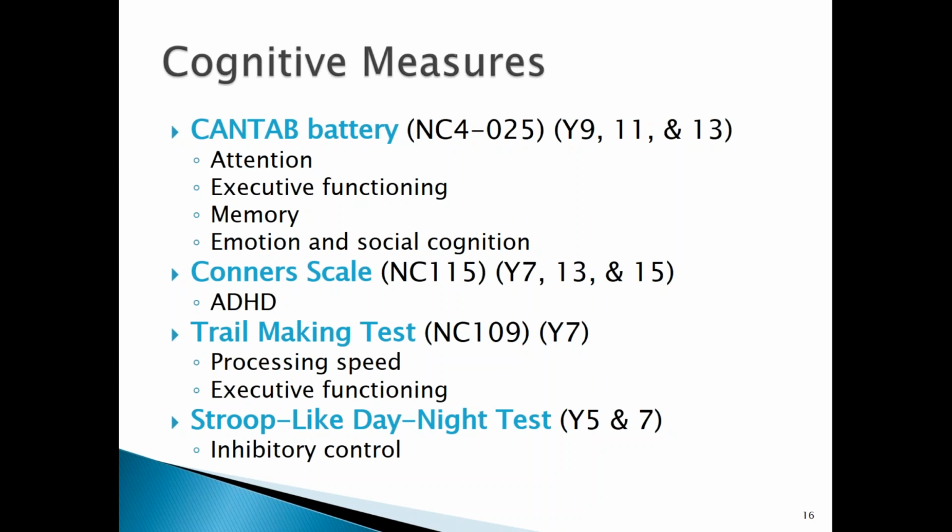There's also a Conners scale at a few time points that can be used to look at ADHD. If you're interested in processing speed and executive functioning, there's a trail making test at year 7. And for a measure of inhibitory control, there's a Stroop-like day-night test at years 5 and 7. I should have mentioned, throughout these slides I try to indicate the form number so that you can refer back if you want to find the data set. For example, the trail making test is NC 109.